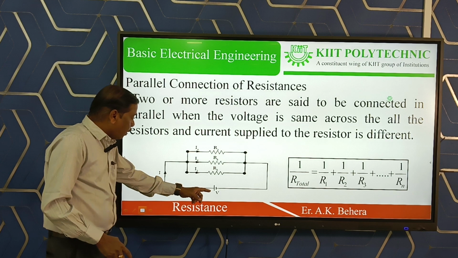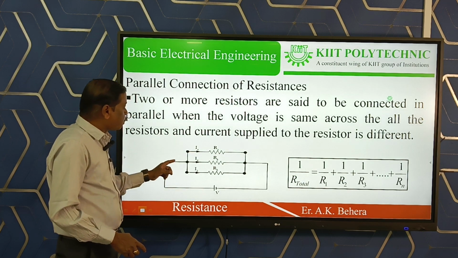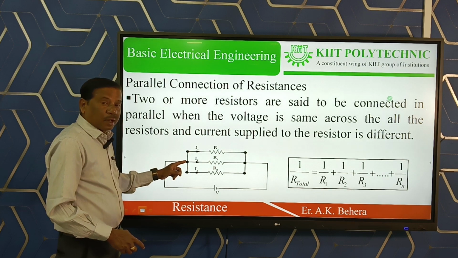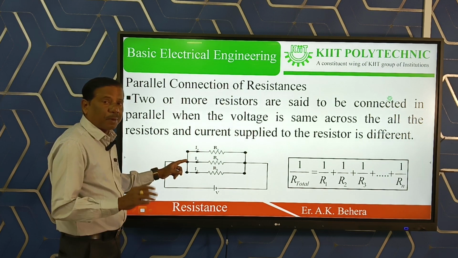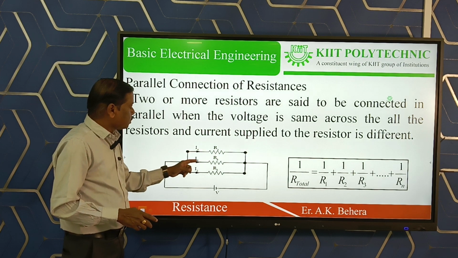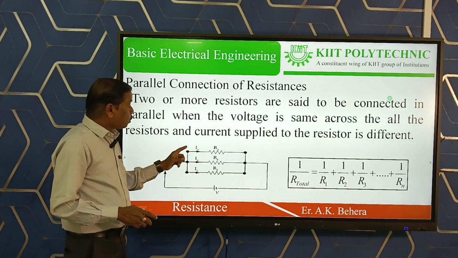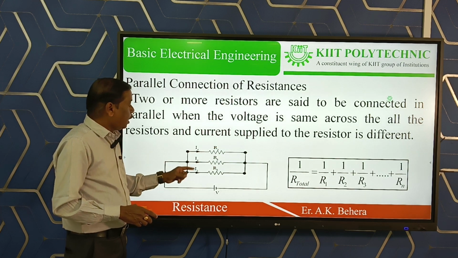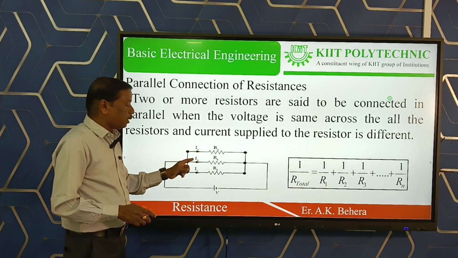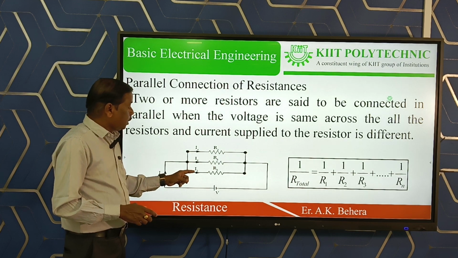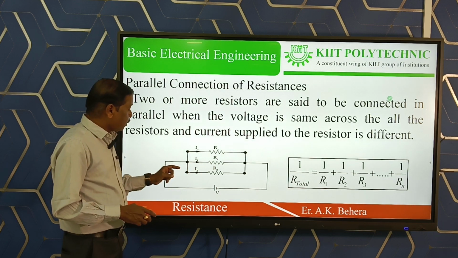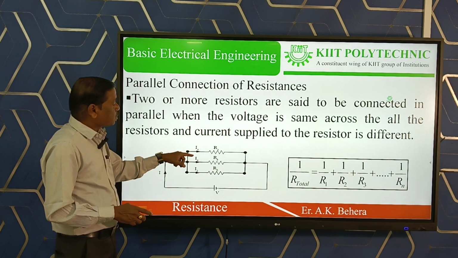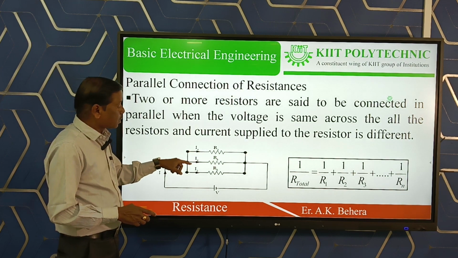Here, when I apply the voltage, a current I flows, and when it comes to this point, the current has three paths. One is this way, another is this way, and the third is this way. Suppose the current flowing through R1 is I1, the current flowing through R2 is I2, and the current flowing through R3 is I3, then I can write that the total current I is the sum of I1 plus I2 plus I3.